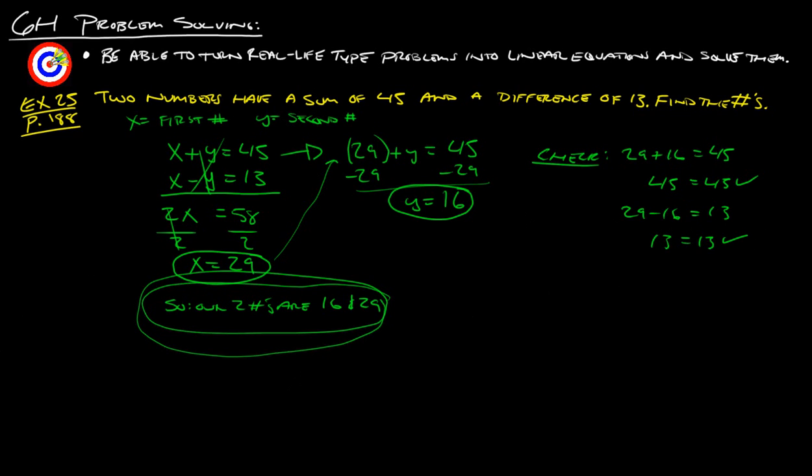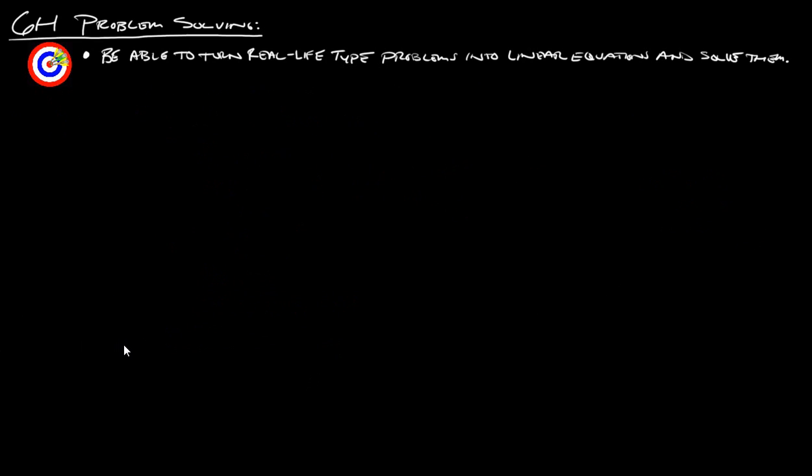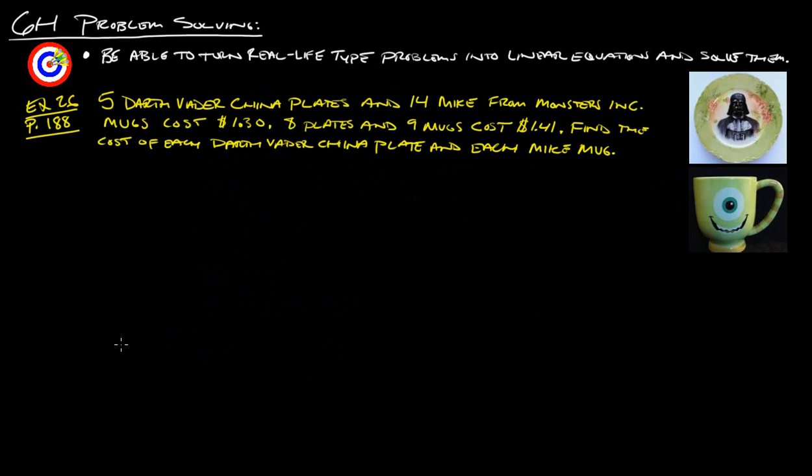Alright, let's take a look at another example. This one is example 26 from page 188, or at least something close to that. Five Darth Vader china plates, as displayed over here to the right, and 14 Mike from Monsters Inc. mugs, this one here, cost $1.30 altogether. Wow, that's quite a bargain.